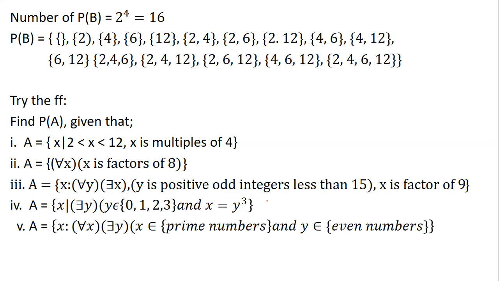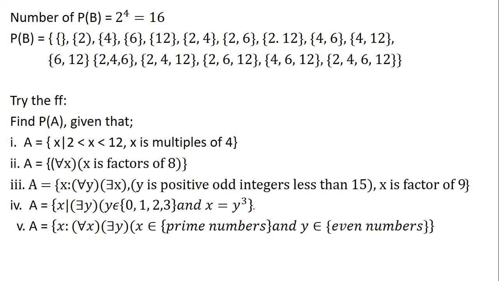A is equal to the set of x such that there exists y, where y belongs to the set of 0, 1, 2, 3 and x is equal to y cubed. So what should you do here? So what is the set A? We have 0, 1, 8, and 27.